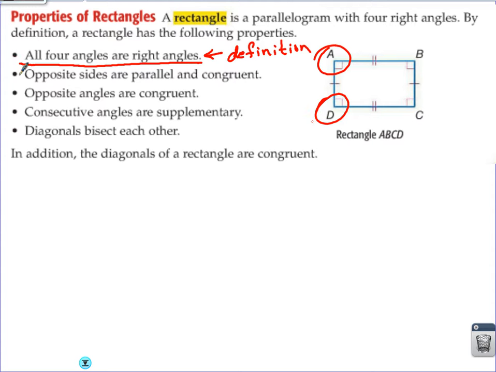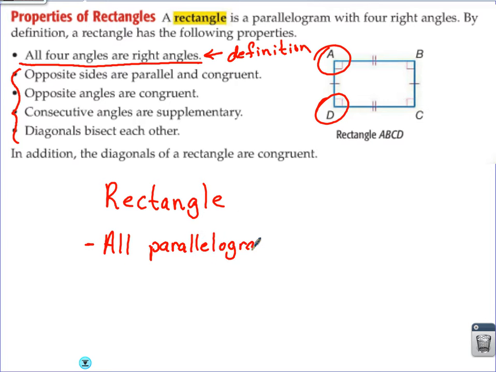All of these should sound extremely familiar to you. Is that not the same ones as the properties of parallelograms? Why does the rectangle possess the same properties as a parallelogram? Because a rectangle is a parallelogram. So for a rectangle, here's what we're going to list. The properties of a rectangle. The very first thing we're going to put, all parallelogram properties. So now how much more important is it to know your parallelogram properties? Very. Because if you don't know your parallelogram properties, you don't know your rectangle properties.